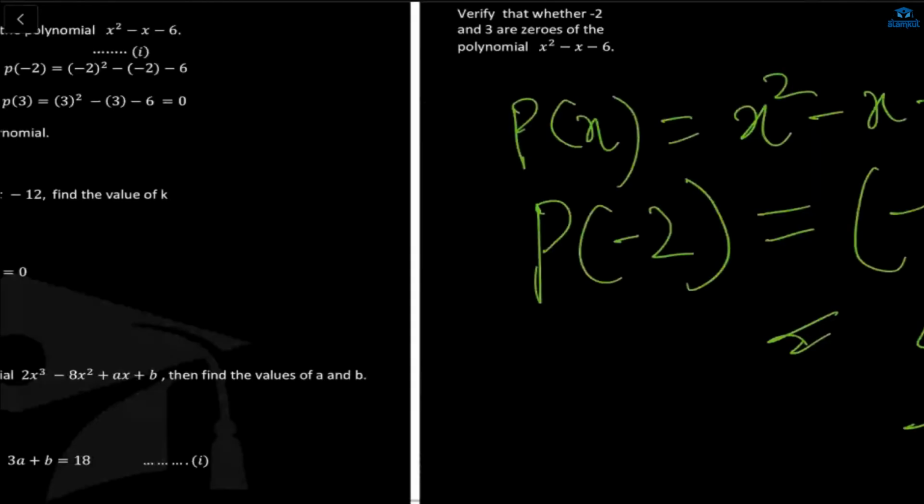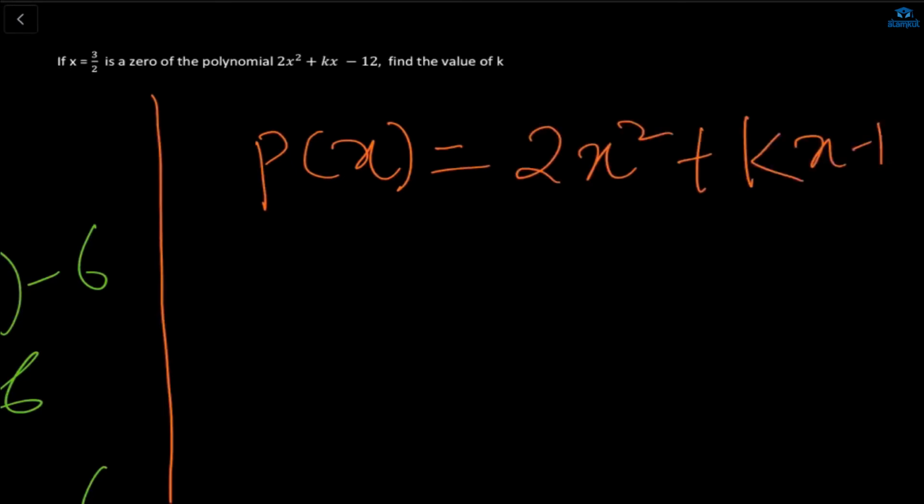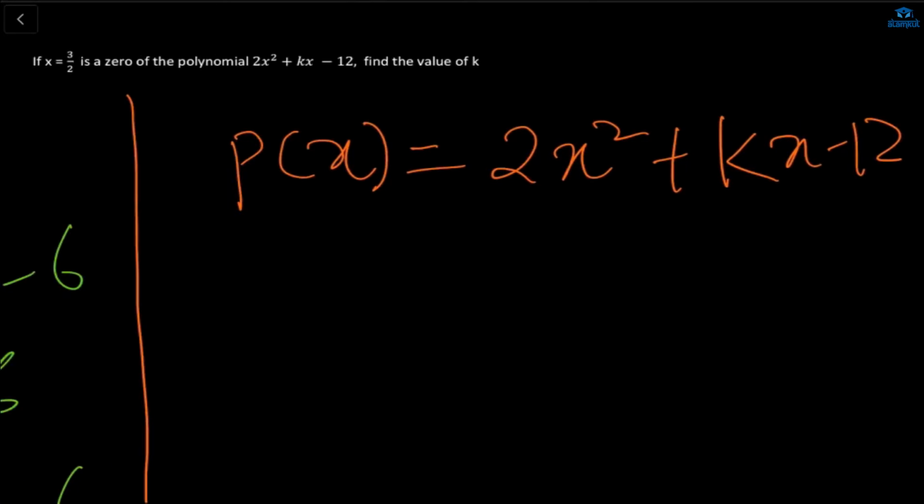Let me copy this question first. Okay, now this is your question. Fine, Razi. Now, what is the value of the polynomial here? Can you tell me P(x)? No, the complete polynomial. 3 by 2 is the x value. Okay. So what is the polynomial? Ma'am, 2x square plus kx minus 12. Very good.